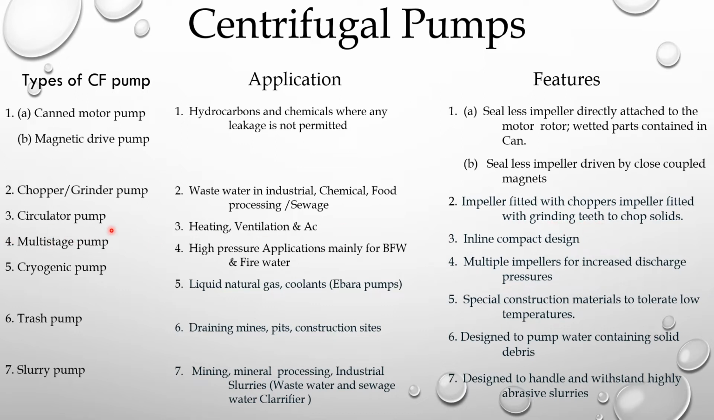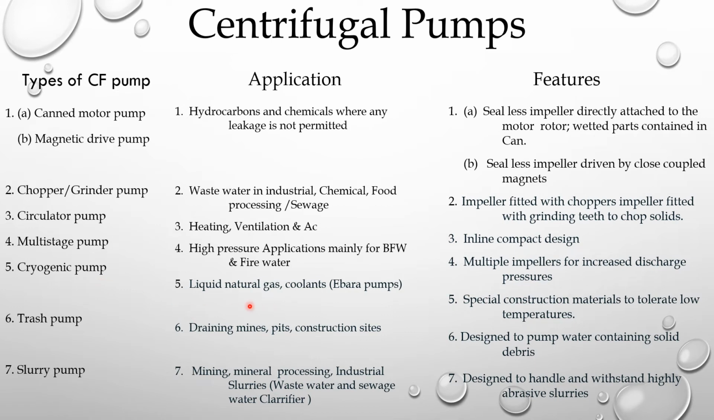Then the next type is the circulator pump. It is used for heating, ventilation and air conditioning units. It is an inline and compact design. And the multi-stage pump is used for high pressure applications, mainly boiler feed water and fire water. And for high-rise buildings and jet cleaning, this multi-stage pump is used. It has multiple impellers for increased discharge pressure. So this is the feature of this pump.